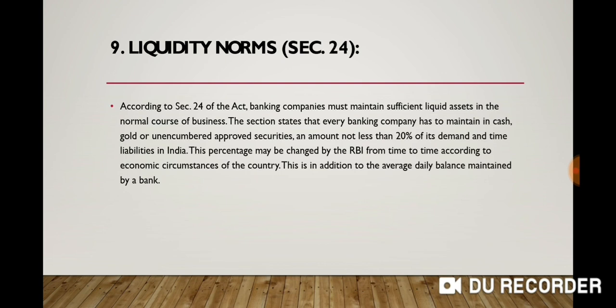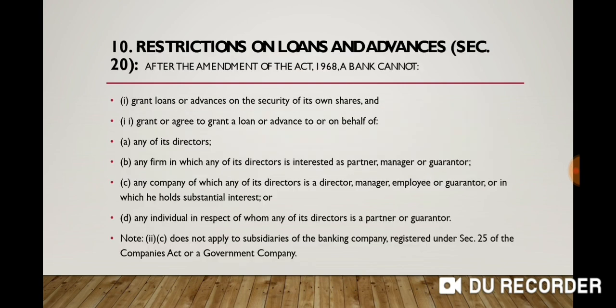Then comes liquidity norms. According to Section 24 of the Act, banking companies must maintain sufficient liquid assets in the normal course of business. This section states that every banking company has to maintain in cash, gold, or unencumbered approved securities an amount not less than 20% of its demand and time liabilities in India. This percentage may be changed by the RBI from time to time according to the economic circumstances of the country. This is in addition to the average daily balance maintained by a bank.